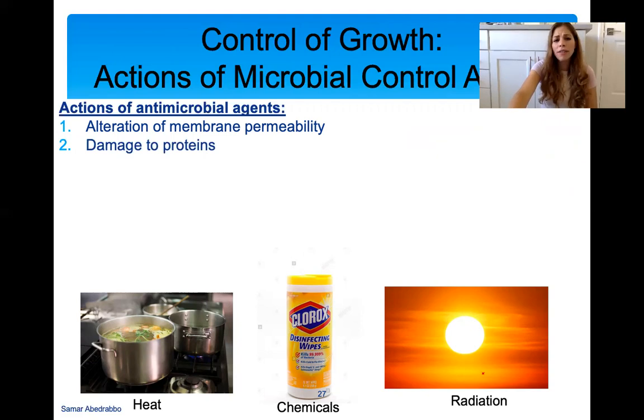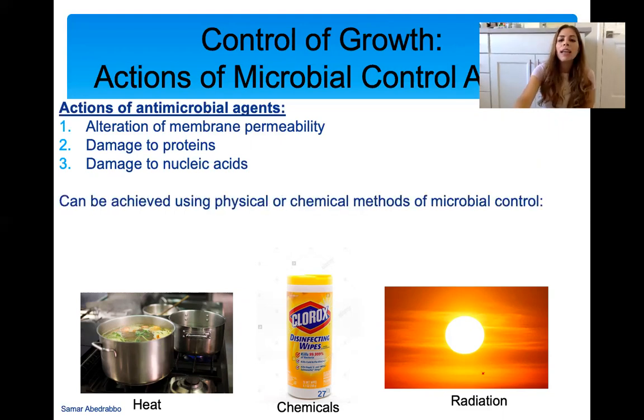And then a lot of antimicrobial agents damage proteins. Heat damages proteins. That's why we use it to control microbial growth. This is why no one eats raw chicken, or you shouldn't be eating raw chicken. We cook it to make sure that we damage all the proteins of, for example, salmonella that could be contaminating chicken. You could also damage DNA and RNA, which are nucleic acids. So we can achieve all of these things by either using chemical or physical methods.